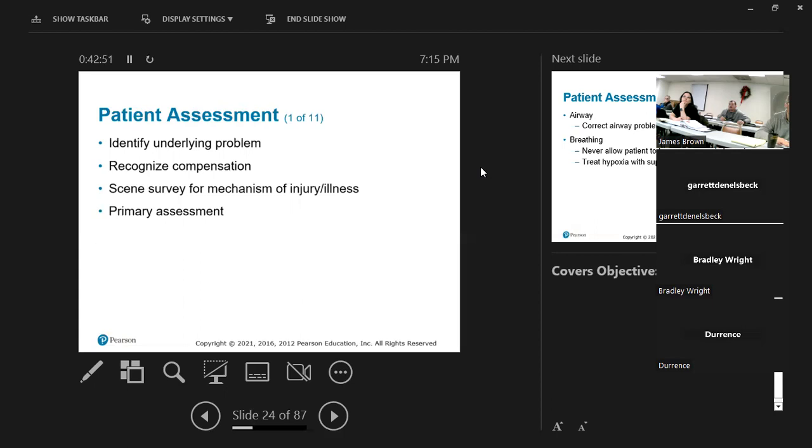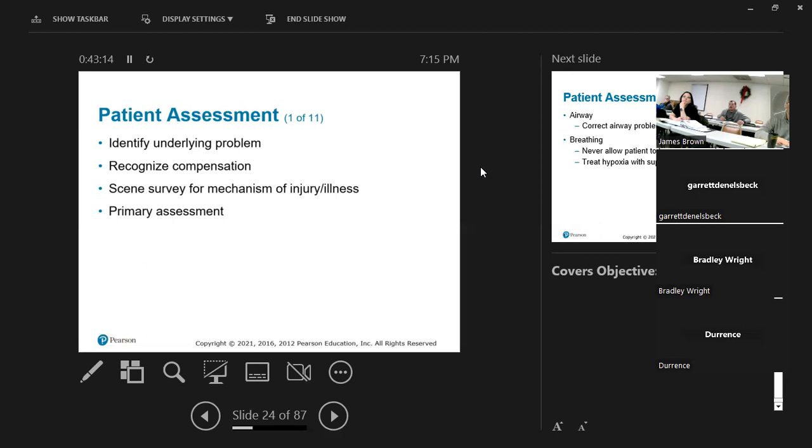So recognize the body's compensation with shock. You're looking at increased respirations, 20 to 30 respirations a minute. Heart rate is going to be tachycardic, so it's going to be above 120. All these things are compensatory methods for the body.